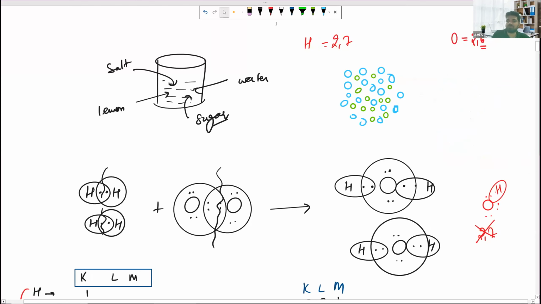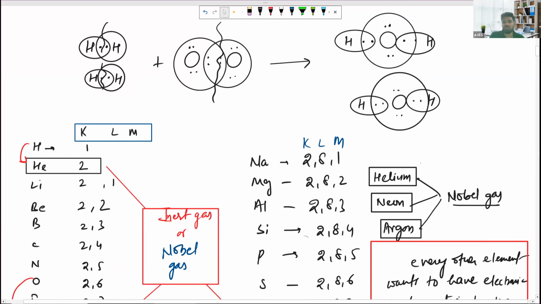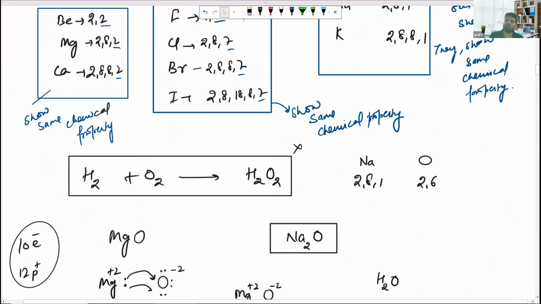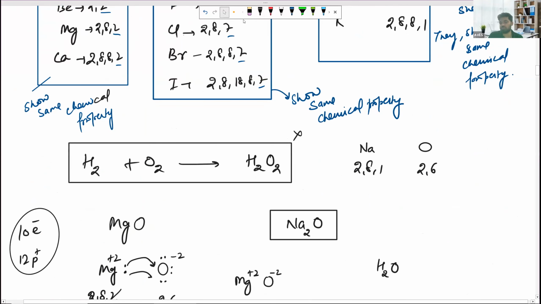Understood? So we will simply say here that the formula of water will be H2O only. Why? Because in simple words, hydrogen can donate only 1 electron, so 2 such hydrogen atoms will be required to complete the octet of the oxygen. That's why the formula of water will be H2O, not H2O2.